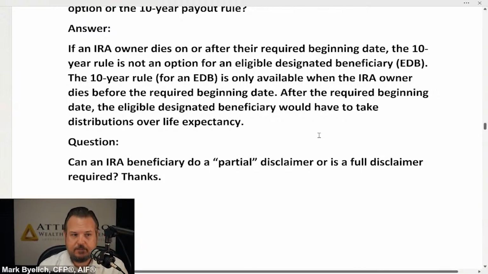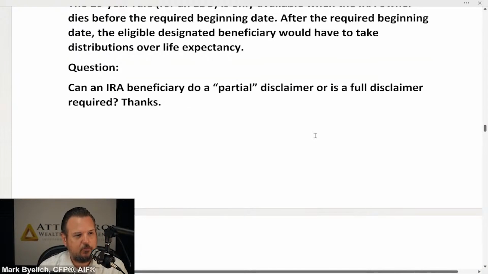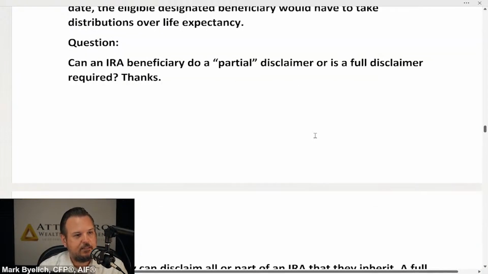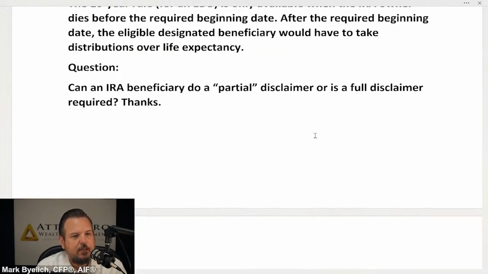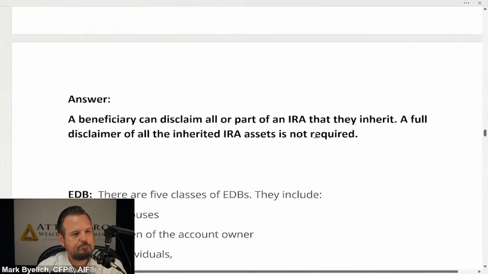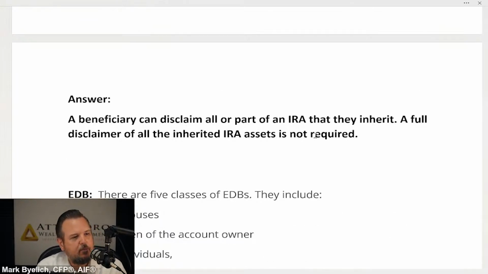So again, these RMD rules are just more and more confusing as the tax code is touched and the regulations are touched. Question: can an IRA beneficiary do a partial disclaimer, or is a full disclaimer required? And the answer is, a beneficiary can disclaim all or part of an IRA that they inherit. A full disclaimer of all the inherited IRA assets is not required.